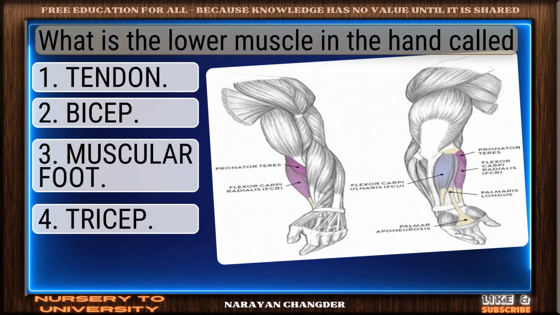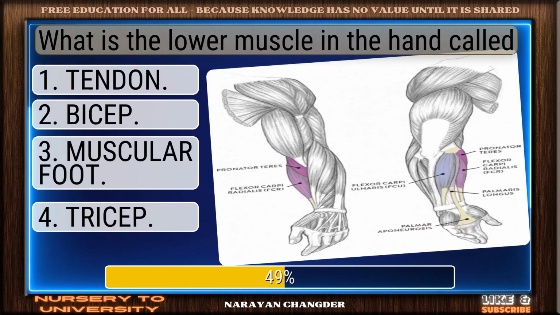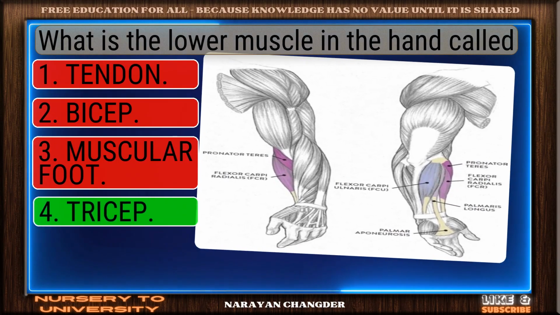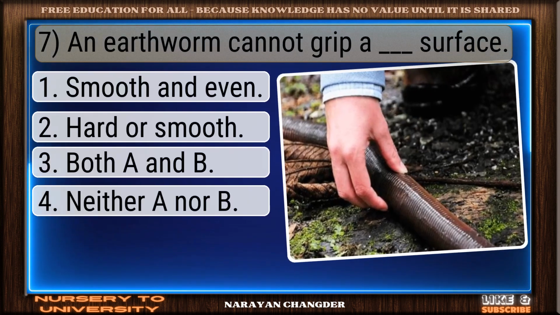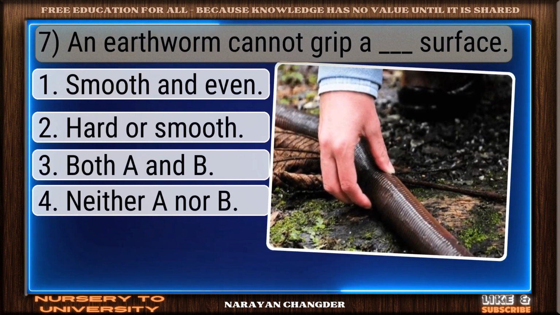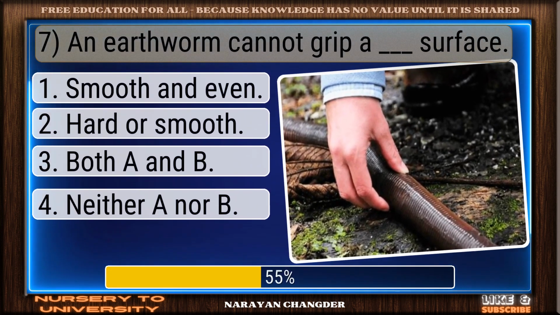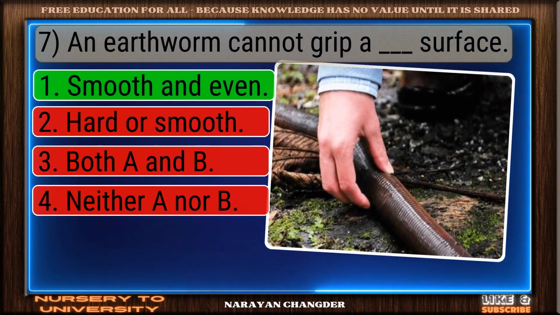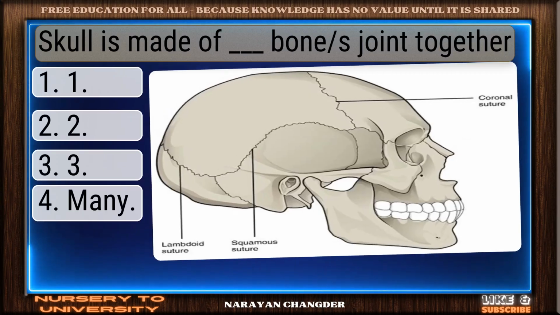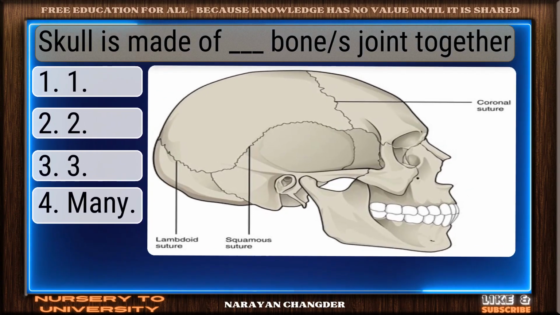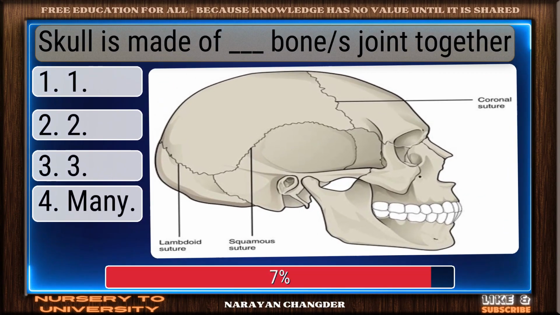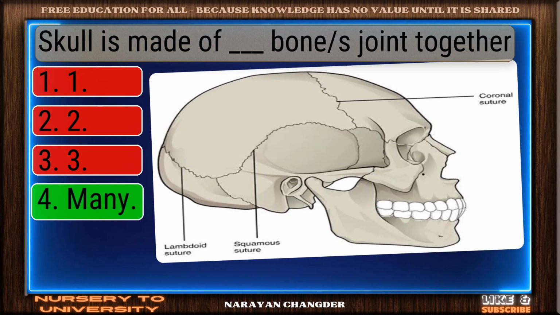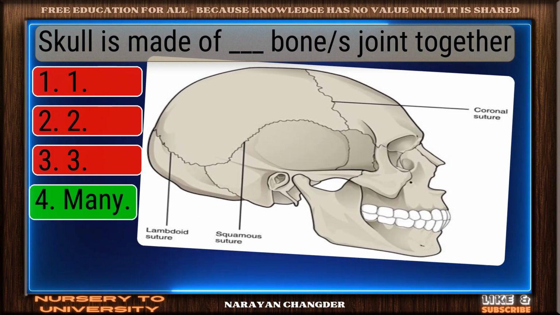What is the lower muscle in the hand called? Well done. Tricep is the right choice. An earthworm cannot grip a dash surface. Nice work. You chose smooth and even, and it is correct. Skull is made of dash bones joint together. Great thinking. Many is the right choice.